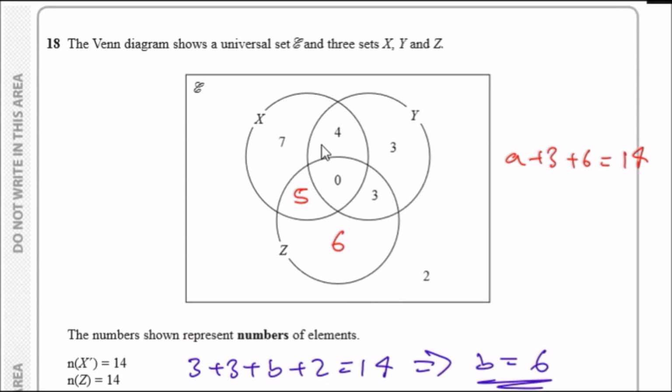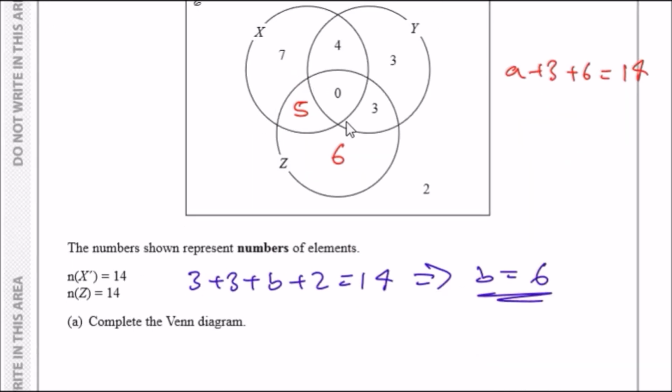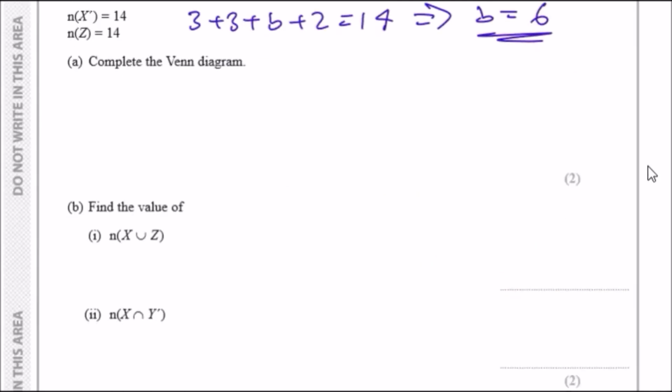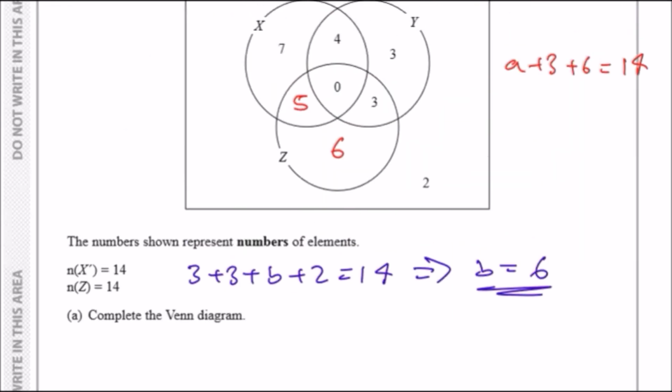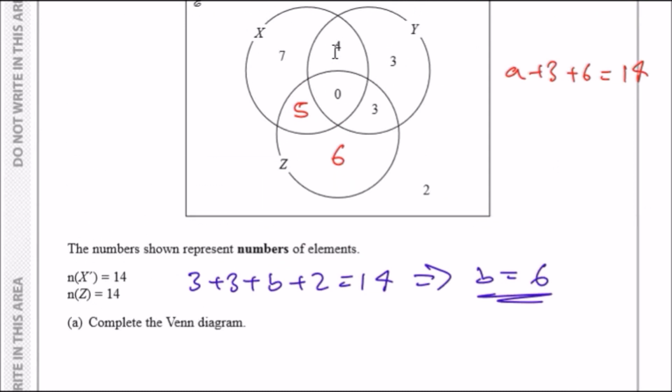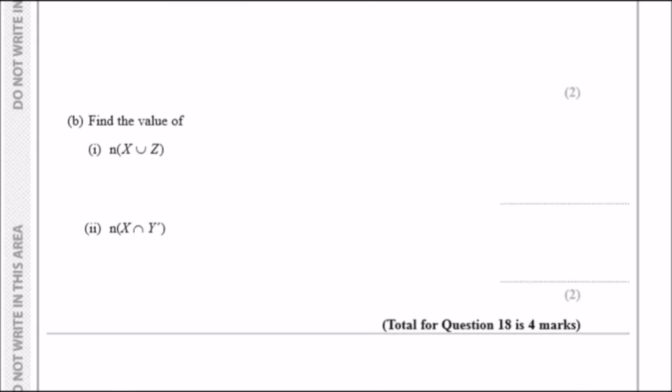Now, find the number of elements in the union of x and z. This means the total of x and z, so add up every element. That's easy: 7, 4, 5, 0, 6, and 3. So 7, 11, 16, 22, and 3 is 25. I got 25 when you add up all these elements.